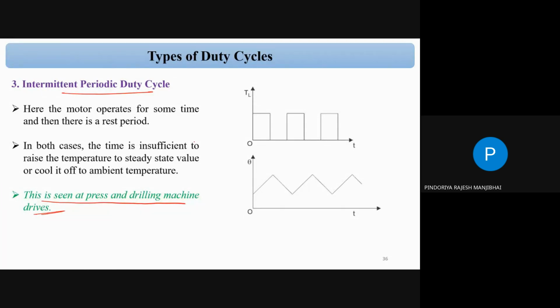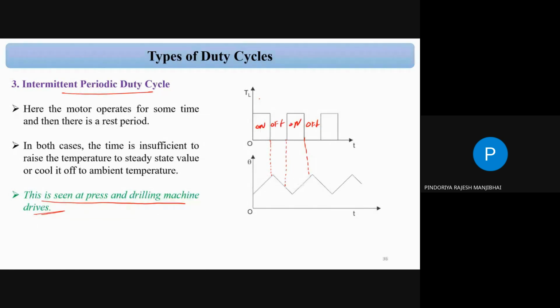On, off, on, off. Here is on, here is off, on, off. And the same thing you can see here also. Yes, Asis, you can observe here also. Off time period, on time period. The same thing happens here. We cannot suddenly increase the temperature and suddenly decrease the temperature. It will take some time, correct? Because temperature is dependent on your material property. So this is your intermittent periodic duty cycle.